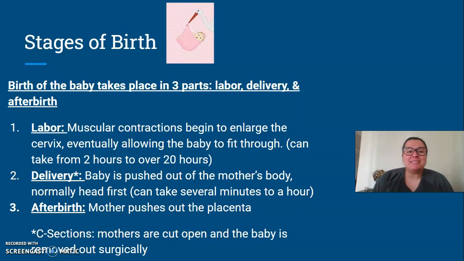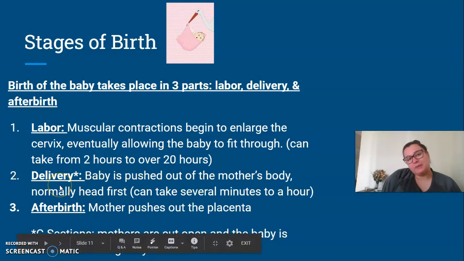So when a baby is being born, there's 3 basic stages. We have labor, we have delivery, and we have afterbirth. The labor is the part that's like the hardest, and it can take the longest. This is the part where the mother's cervix starts to get wider and starts contracting, and this is after the water breaks. And basically what it's doing is getting bigger so the baby can fit through the birth canal. So that takes the longest and can take up to 20 hours or even longer for some women.